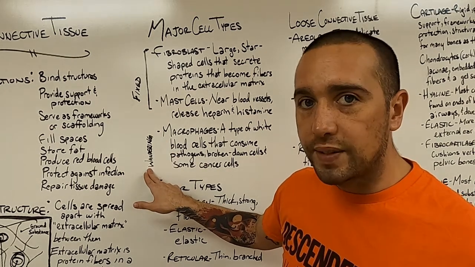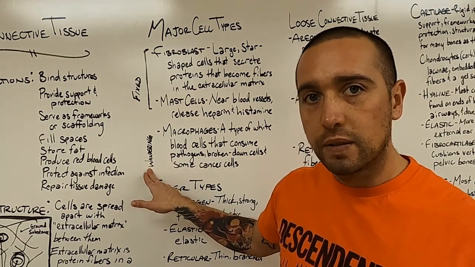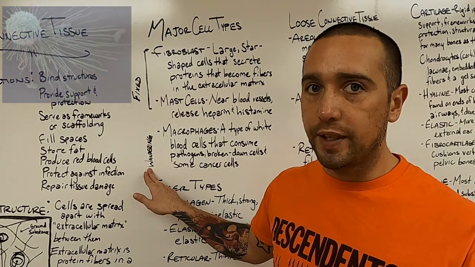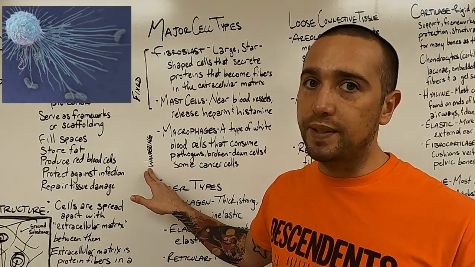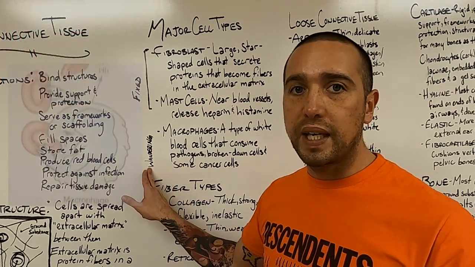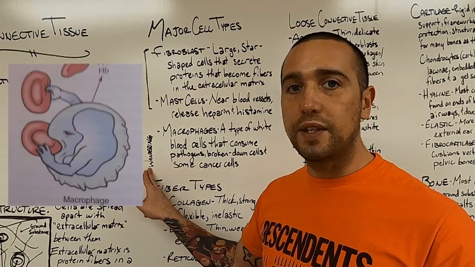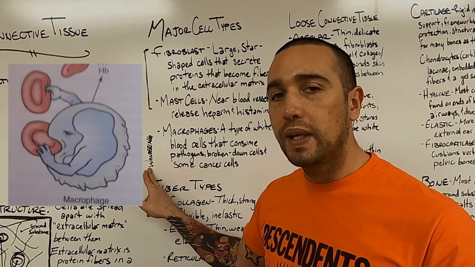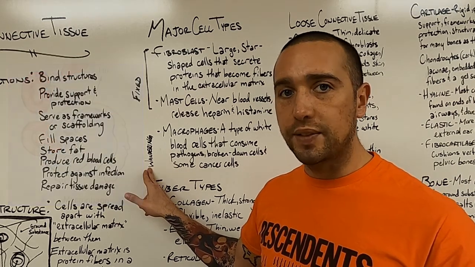There are wandering cells in connective tissue as well. One type is a macrophage. A macrophage is a type of white blood cell. You generally think of it as fighting infection, but they also eat up broken parts of cells that have broken down because they were old, and certain types of cancer cells as well.